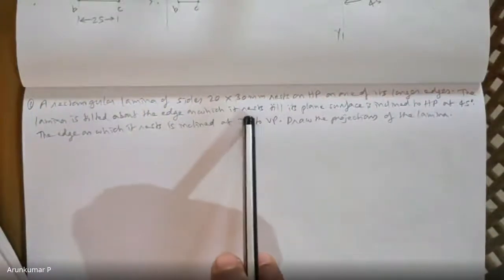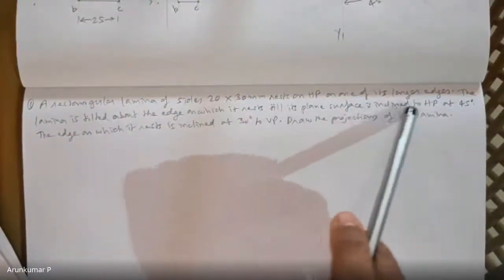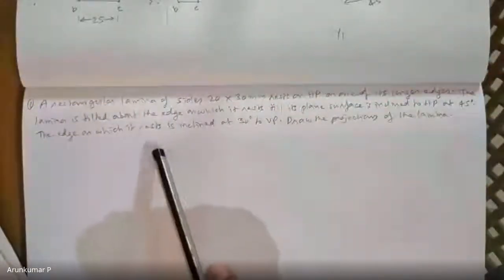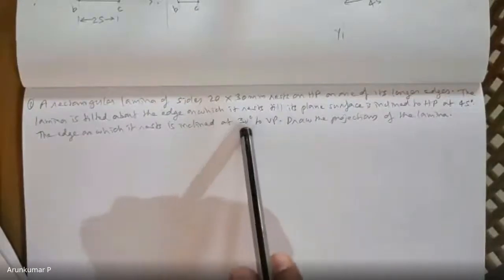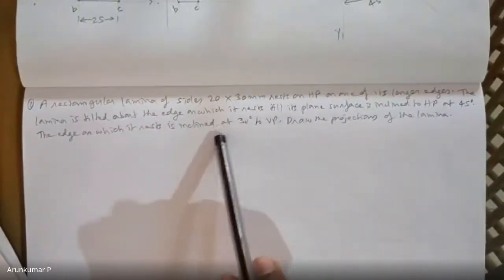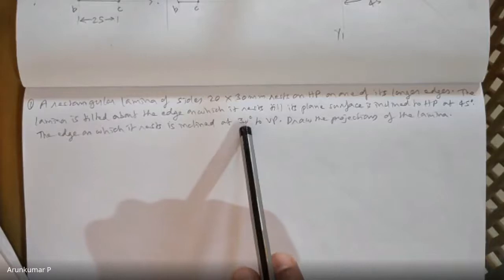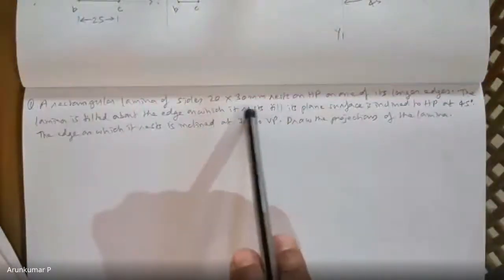So it is resting on HP on its longer edge, that means the 30 edge, and it is tilted about that 30 edge by an angle of 45 degrees to HP. So theta is 45. And then the longer edge on which it is resting on HP is inclined at 30 degrees to VP. So that 30 edge, which is on HP, in the third step, you have to incline it at 30 degrees to VP. So it is very similar to the other problems that we have solved. Okay, you can refer those and solve this.